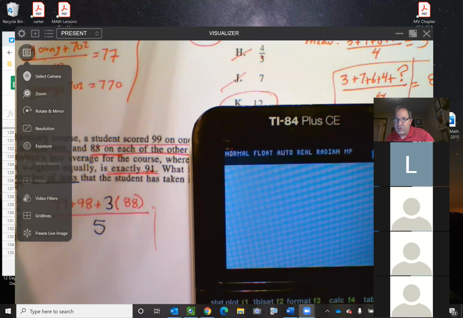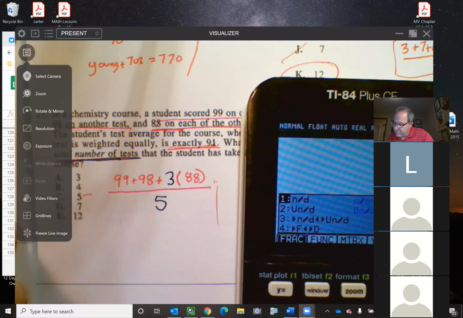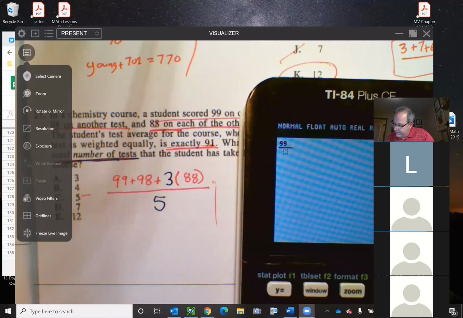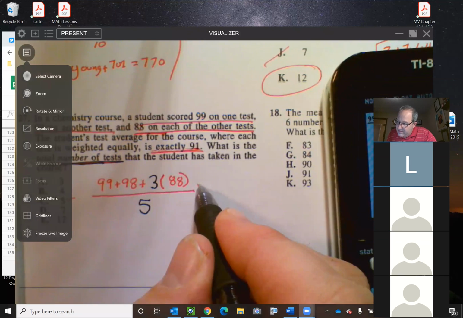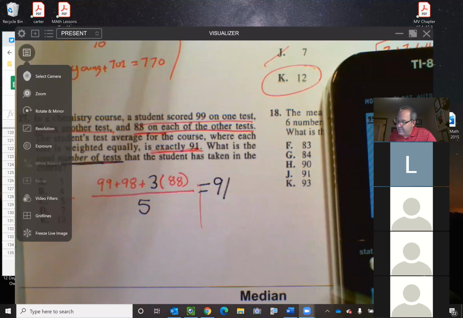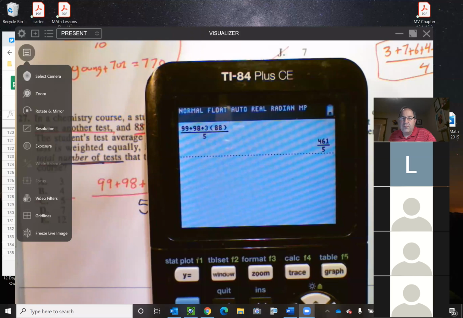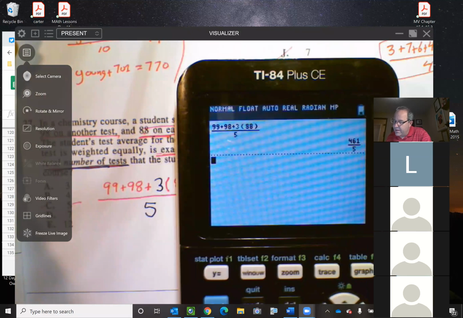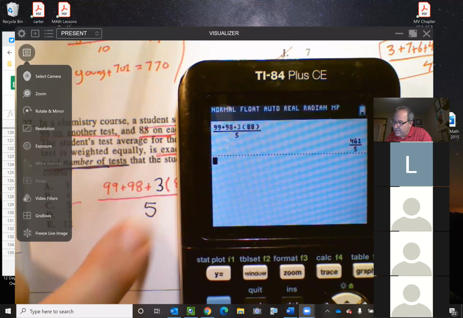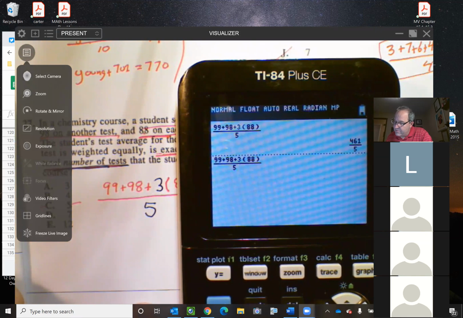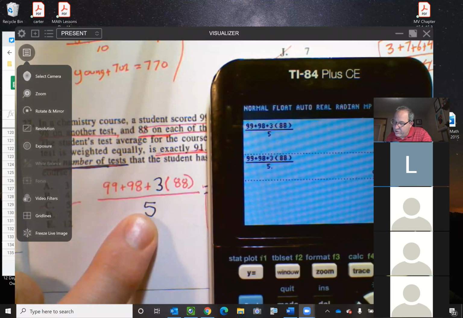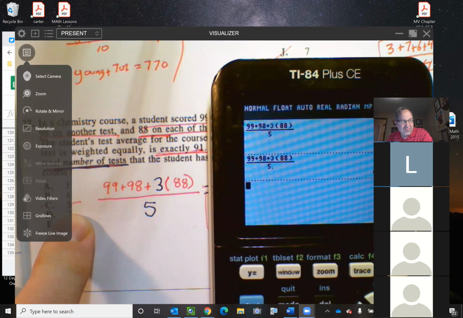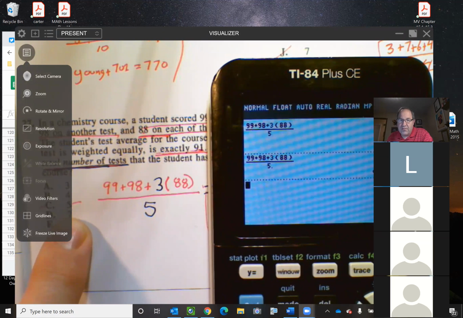So I'm going to go ahead and try this one out by guessing and checking. So we have 99 plus 98 plus 3 times 88 all over 5. And this answer should be exactly 91. Let's see if it is. 99 plus 98 plus 3 times 88. Okay, I need to get a decimal on that. So let's put a decimal point in there. Oh man, so we get 92.2. 5 seems to be a little too small, I mean, a little too big.